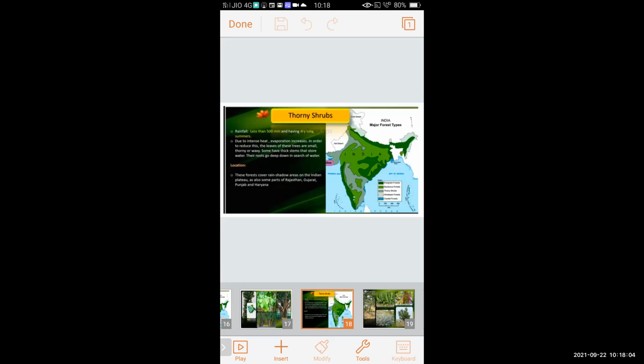And the location: these forests are found in the rain shadow area on the Indian plateau, as also some parts of Rajasthan, Gujarat, Punjab, and Haryana.